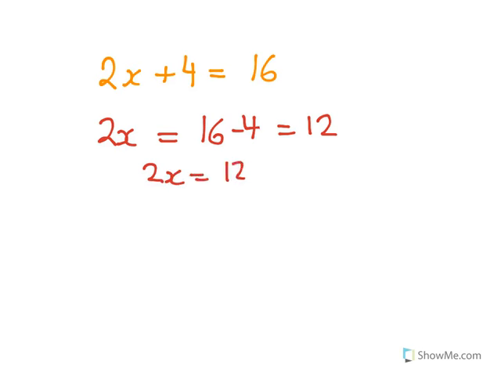What does 1 lot of x equal? Well, we move the 2 to the other side, and here it's multiplied, so on the other side of the equation it will be divide, equals 12 divided by 2 equals 6. So x equals 6.